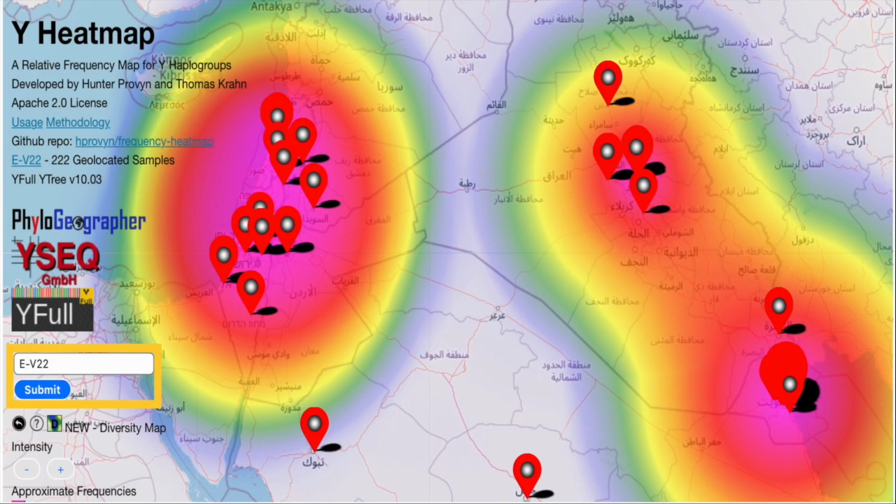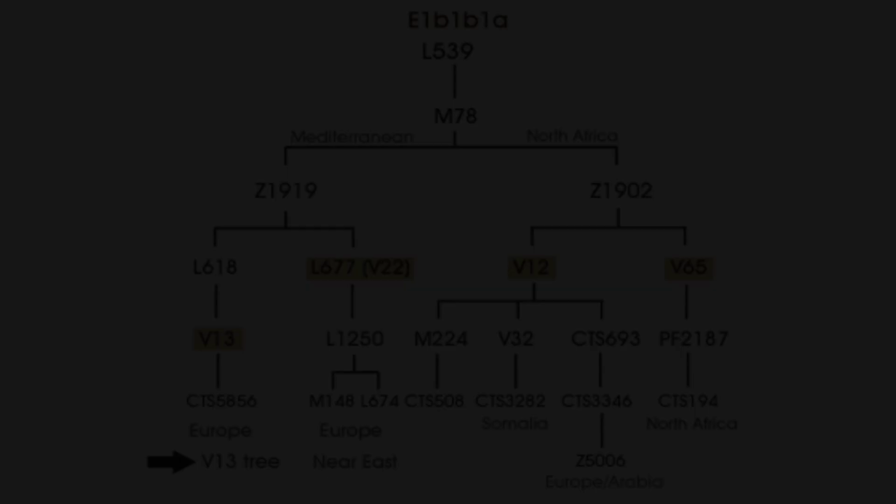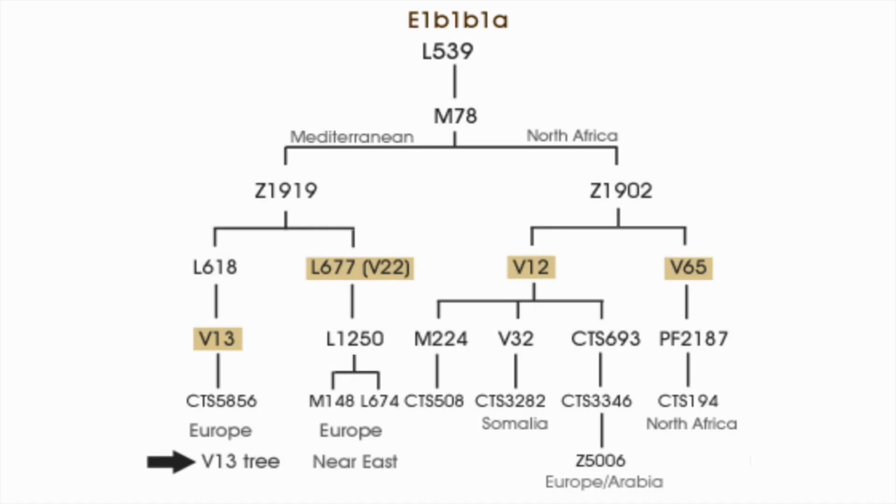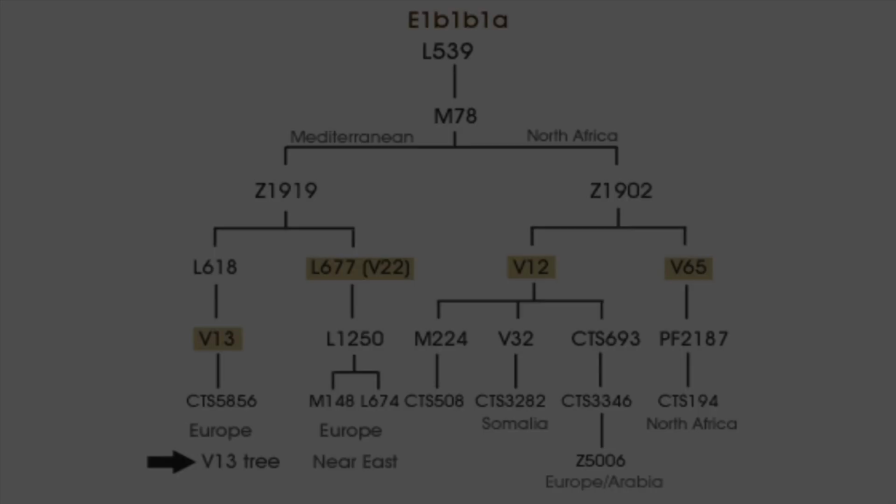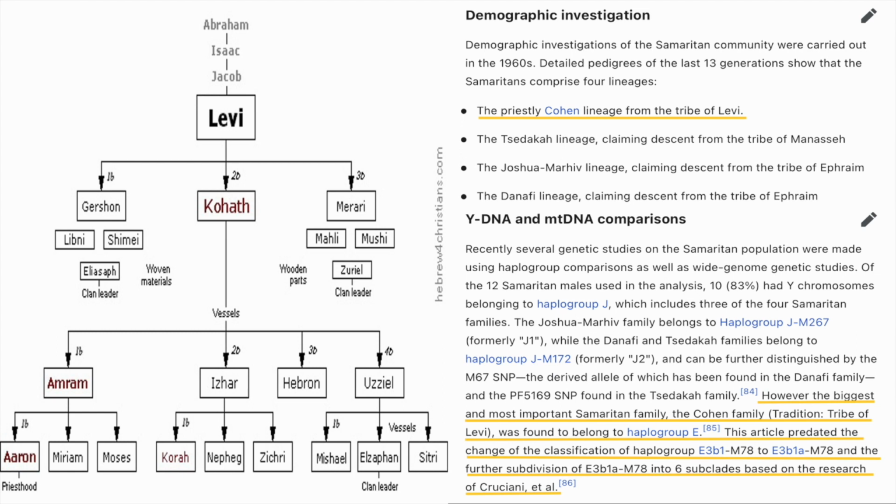So as I stated before, E-V22 is found heavily within Mesopotamia or modern-day Iraq, as well as in modern-day Israel, specifically among Jewish populations. E-V22 is actually a downstream of E-M78. Therefore, Abraham, Isaac, and Jacob and Levi could be a downstream of E-V22. The priestly Cohen lineage from the tribe of Levi. The biggest and most important Samaritan family, the Cohen family, tradition, tribe of Levi, was found to belong to Haplogroup E.